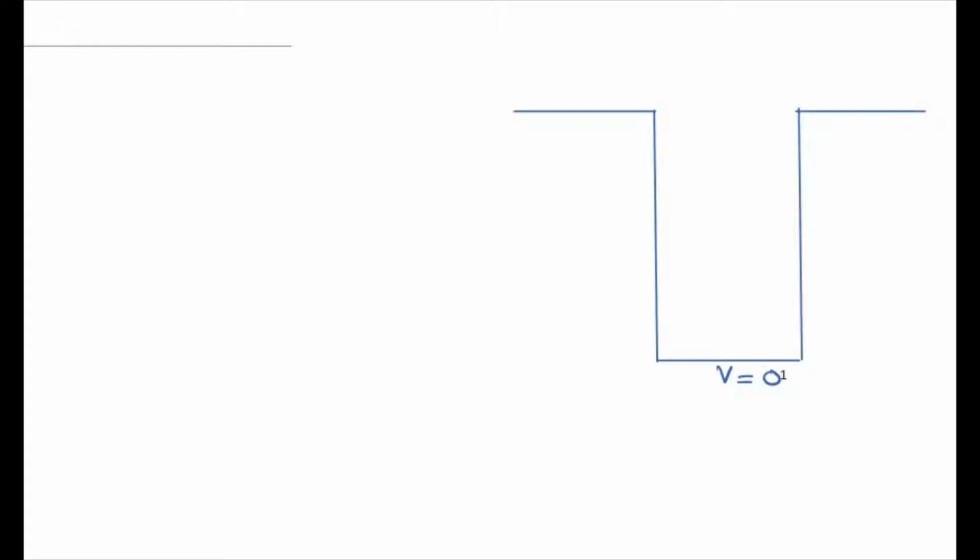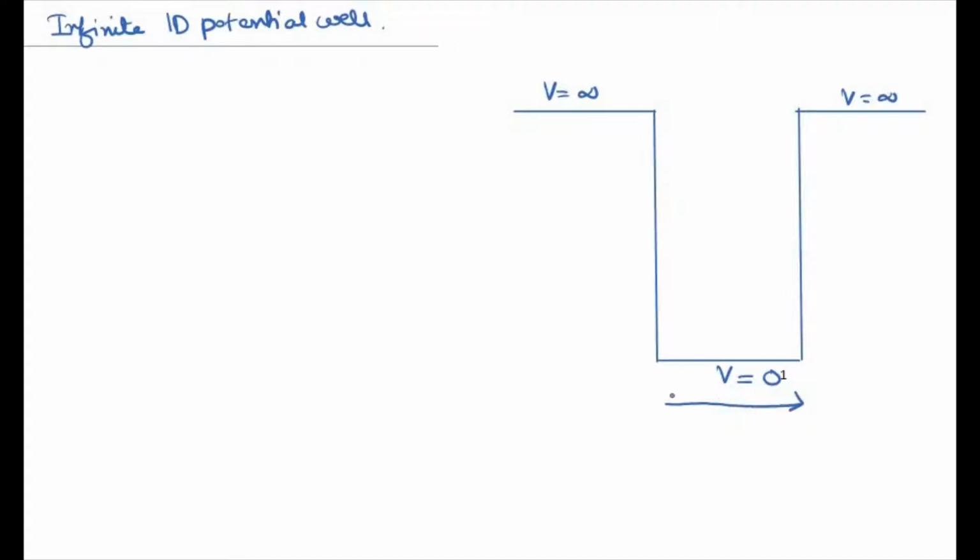Let me write it down here. As you can see, there are two terms: one is infinite and the other is 1D. Infinite means that the potential is infinite outside this well. And 1D refers to this direction, that this is a 1D structure, not a 3D structure. The length of this 1D potential well we will call L, and we will take x equal to 0 from here and x equal to L here.